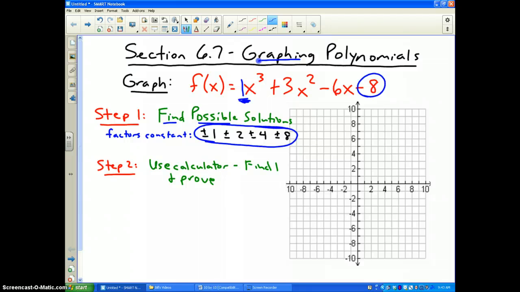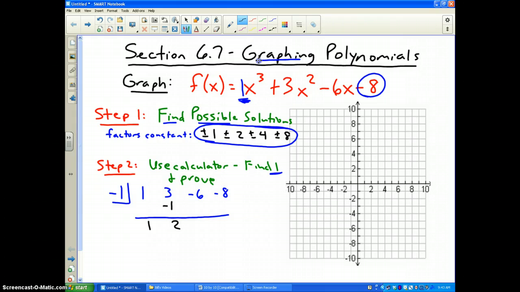Now, step 2. Take your calculator out and find one of those solutions and prove it to yourself. Well, if I look at my calculator, I find out that it looks like -1 is one of the solutions. So we're going to test that. I'm going to put in my coefficients and do synthetic division here. Draw my line, and then we're going to do this in black. Bring down the 1.